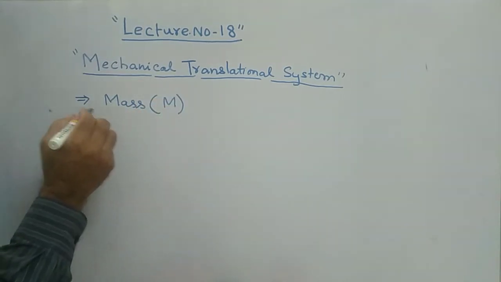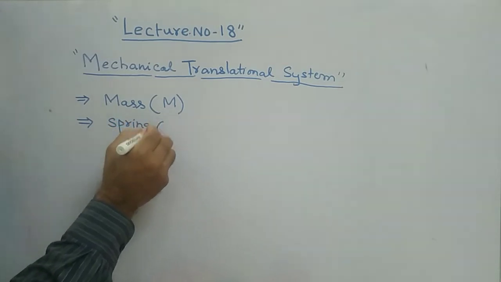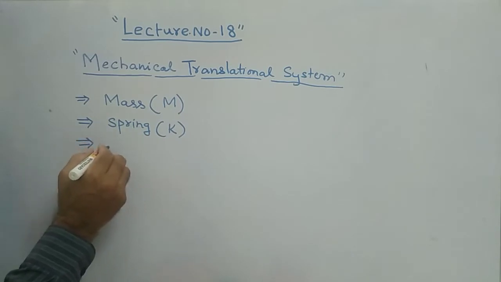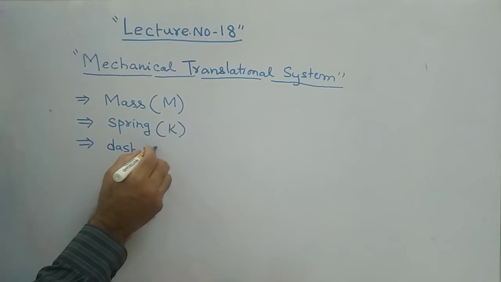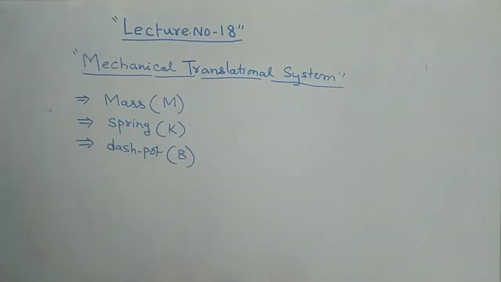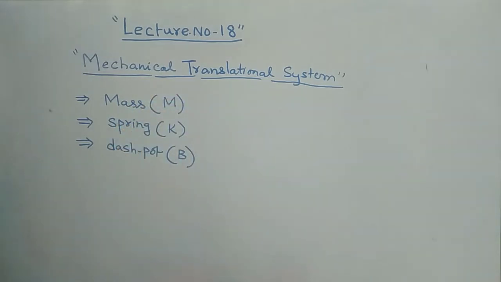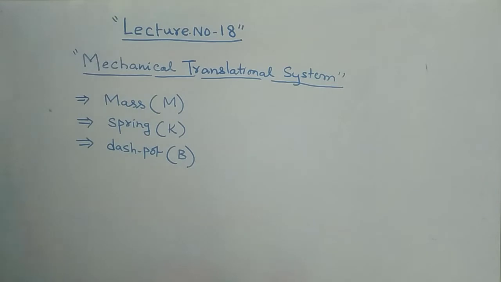The second is the spring element, it is denoted by the letter K, and the third element is the dash pot. It is denoted by B, and it is nothing but the viscous friction coefficient. Normally, these are the three important elements that are associated with the mechanical translational system.